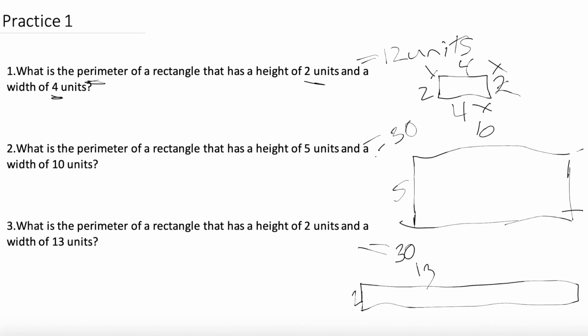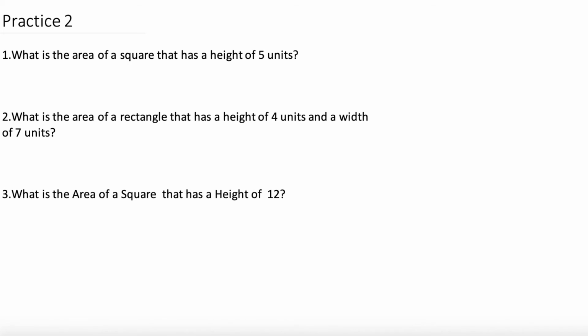Now we go to practice 2. What is the area of a square that has a height of 5 units? Since the square has equal sides all around, we get 5, 5, 5, 5. But we're only multiplying two of them. 5 times 5 equals 25. So we get 25 square units.